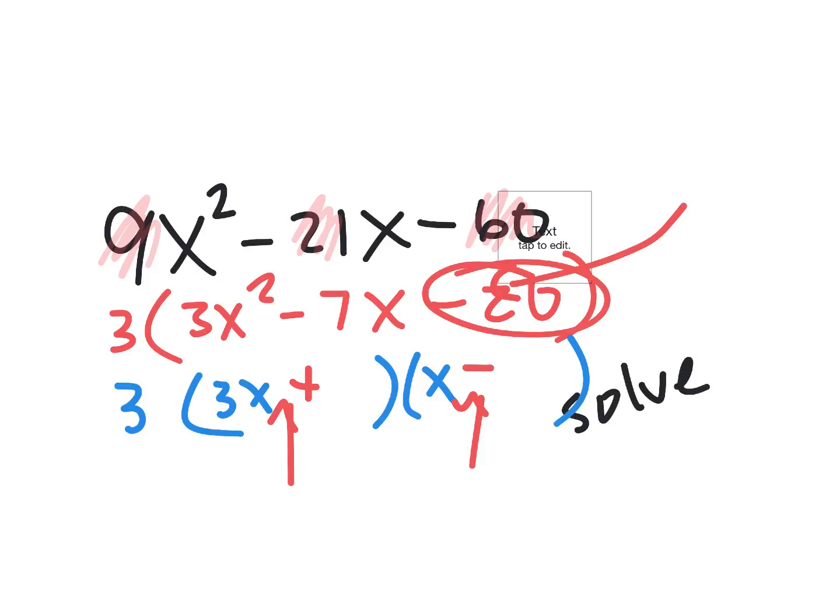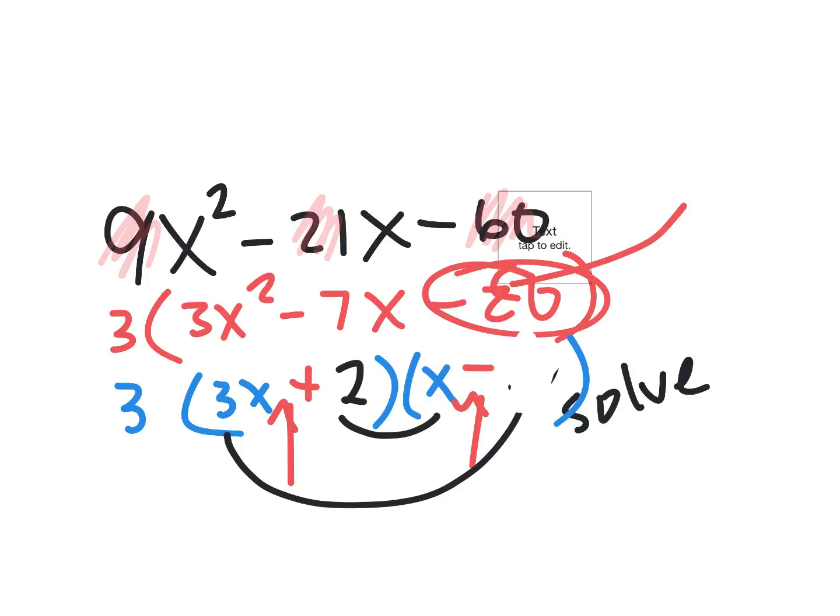Plus 2, minus 10. Now, how do I know if you're right? I check. That's negative 30. That's positive 2. Negative 30 and positive 2, they don't work because they don't give me 7. So I know it isn't 2 and 10.